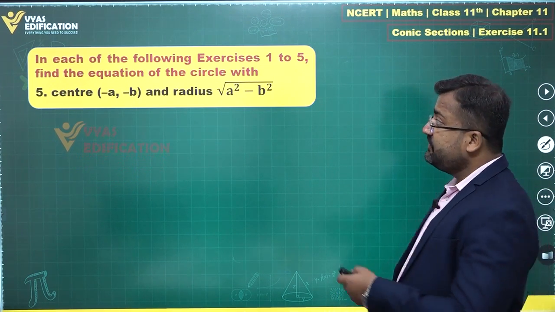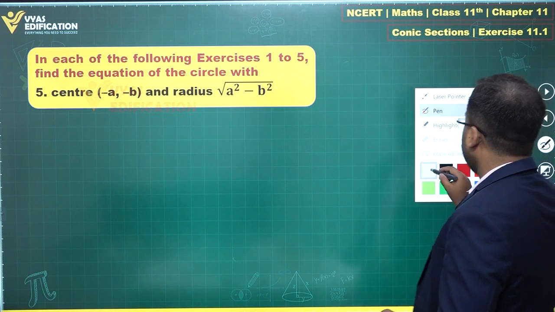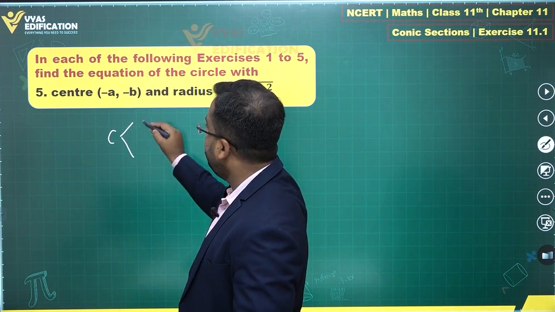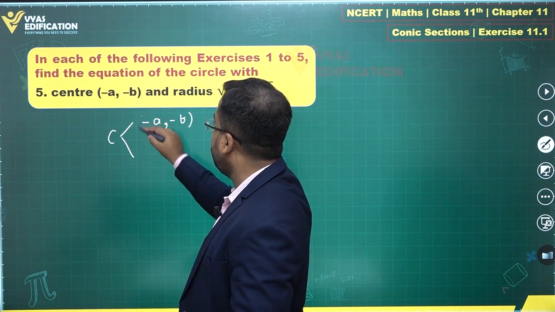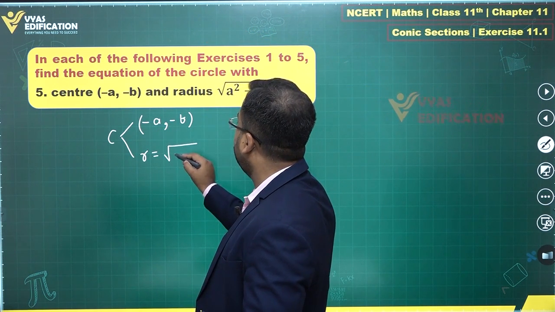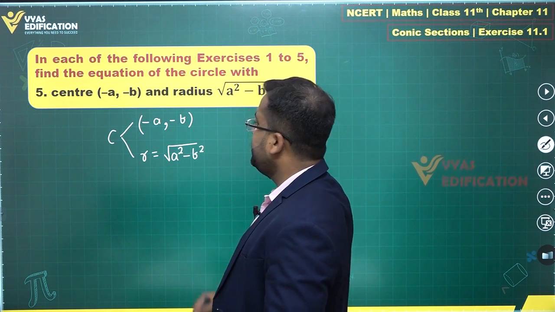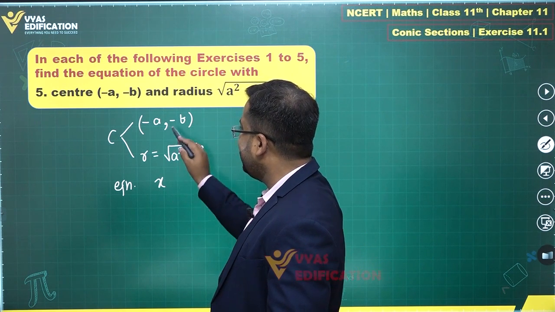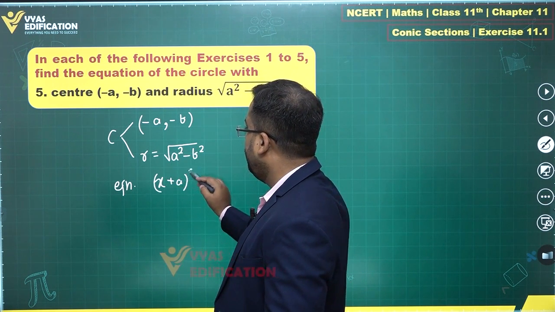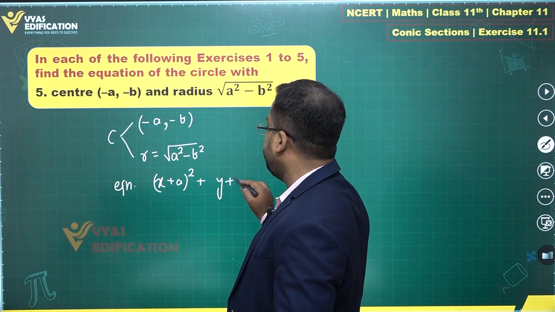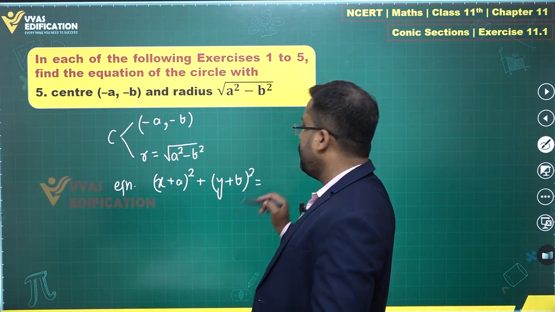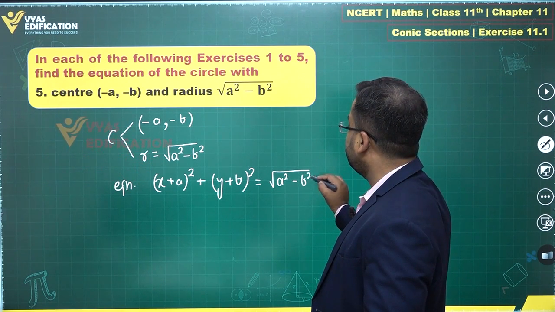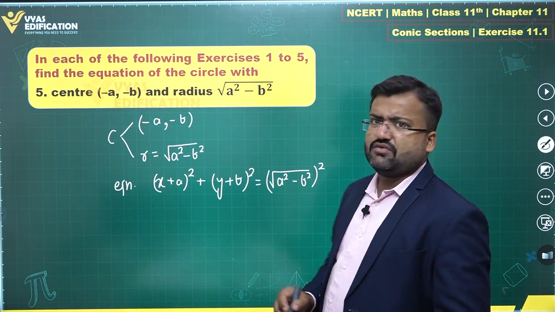The fifth question says we have center as this and radius as this. Now in this case we are given center as minus a comma minus b, and radius is given as under root of a square minus b square. So the equation of the circle will be x minus h, which will become x plus a whole squared, plus y minus k, which will become y plus b squared, is equal to radius squared, which is under root of a square minus b square, squared. This is what you have, right?